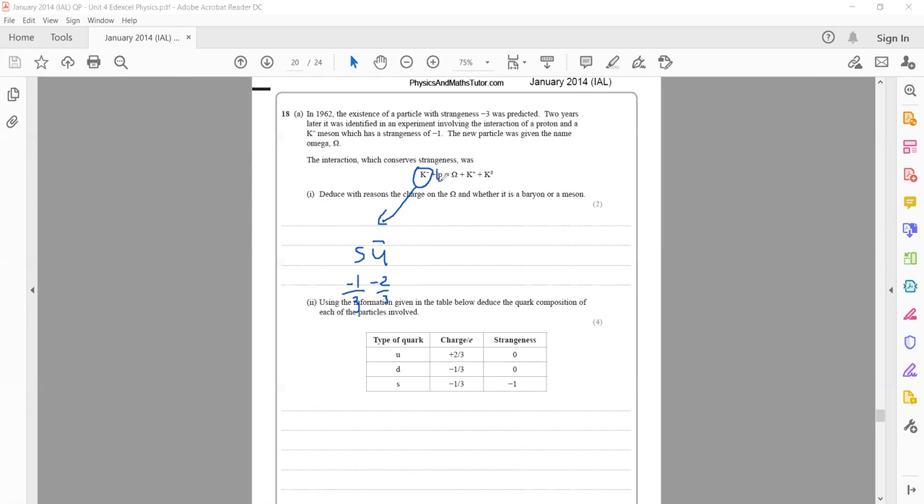Then what is the composition of a proton? Proton is up, up and down: plus 2 by 3, plus 2 by 3, minus 1 by 3. So that will give us the composition of proton. Then K positive. Because they are in the same family, the similar type of composition should be there.